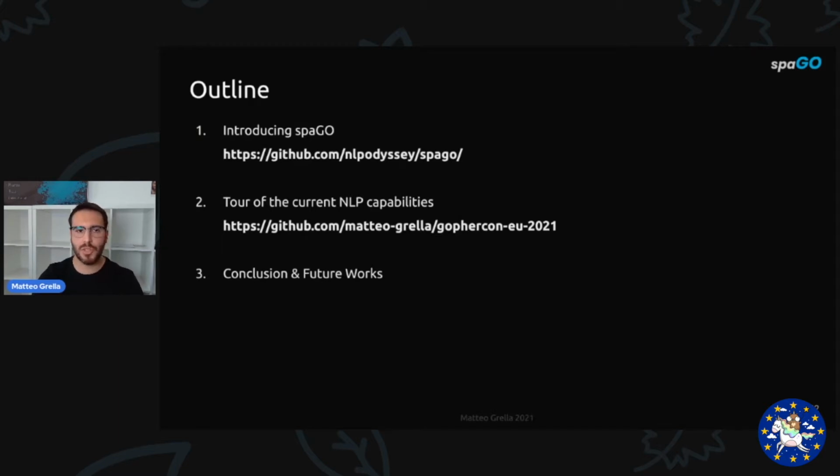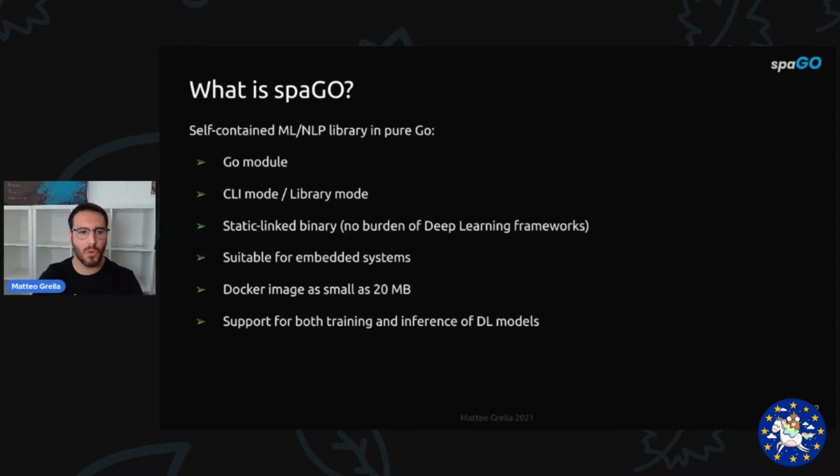After a short introduction about the basic concepts, we will have a short tour of the current NLP capabilities with ready-to-go examples. So please take note of those two links. It's not so hard to remember, it's just github.com and my name, and you will immediately find the GopherCon EU 2021 repo. All the examples I'm going to explain in this presentation will be there, ready to work. And I will conclude with a short roadmap for this library. So let's begin. What is spaGO?